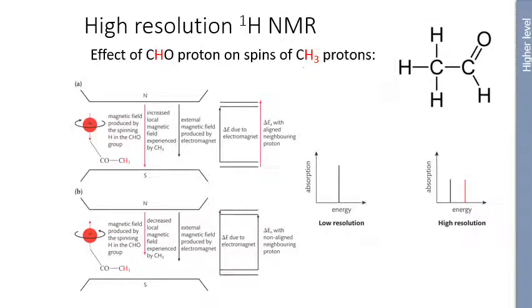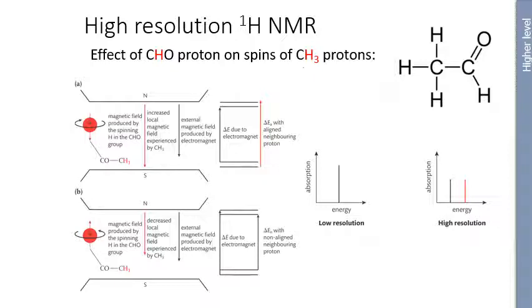So now we're going to look in a little bit more detail at the high resolution proton NMR of ethanol and why you get the signals you do. So we're going to break it down. First, we're going to look at the effect of the proton on the aldehyde group on the spins of the adjacent methyl group. So protons have a nuclear spin. They hence have their own magnetic field, which is associated with them. So every proton can act as a little magnet. So the spin can either be clockwise or anti-clockwise, and we're going to look at those two examples.